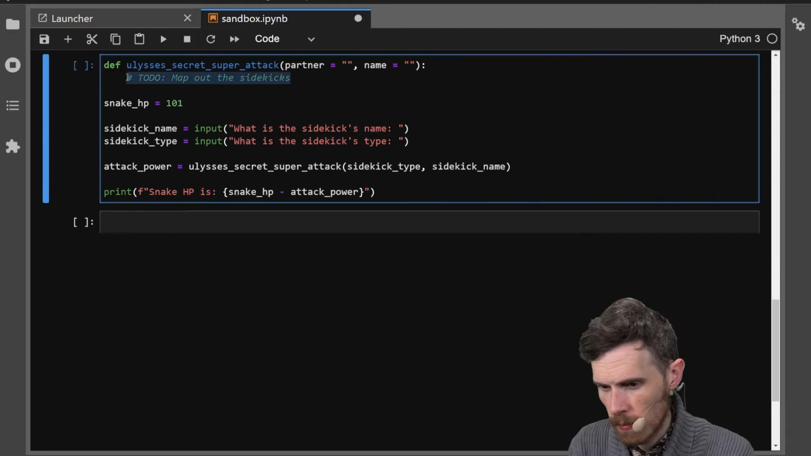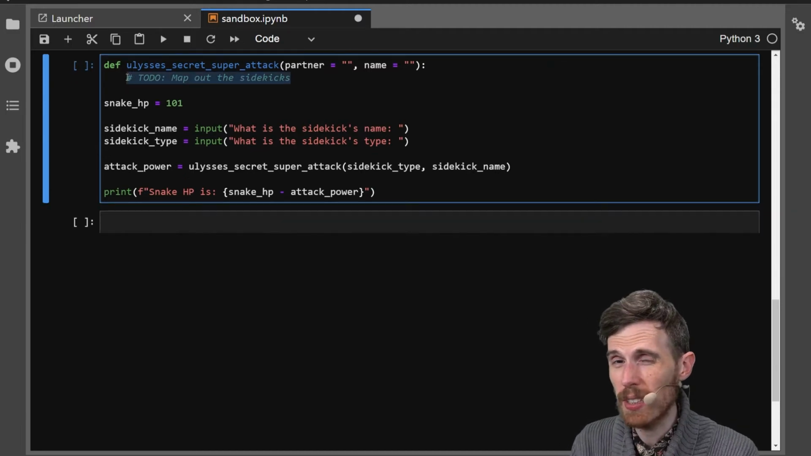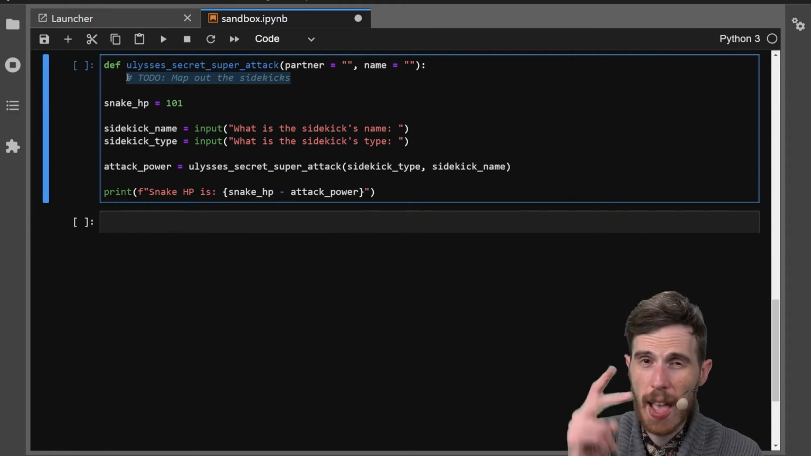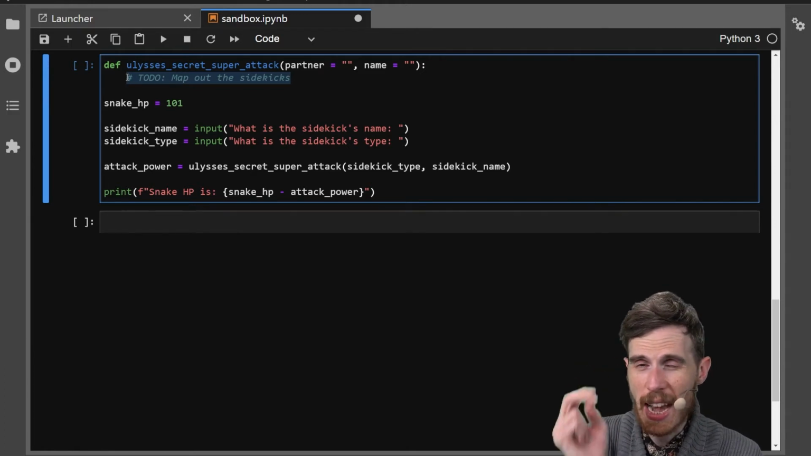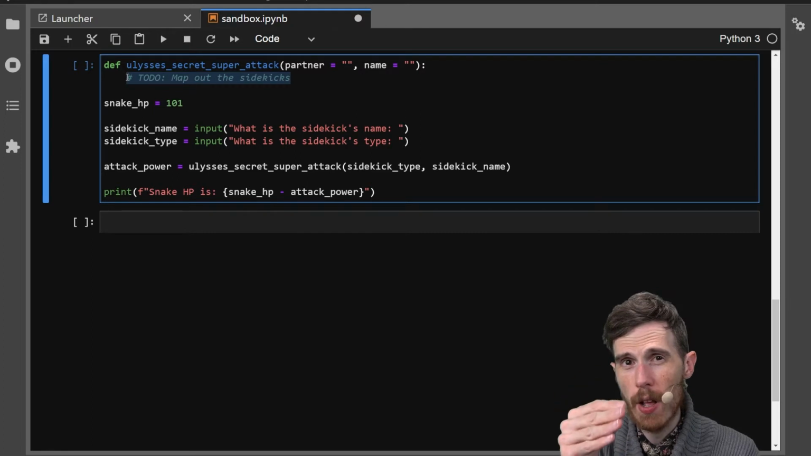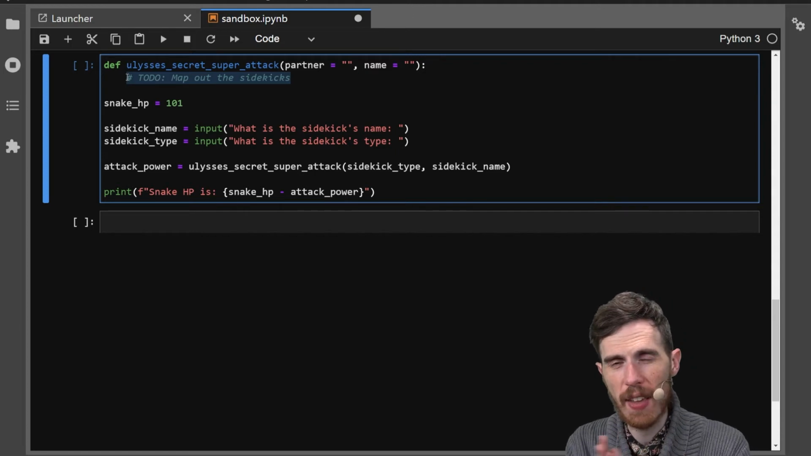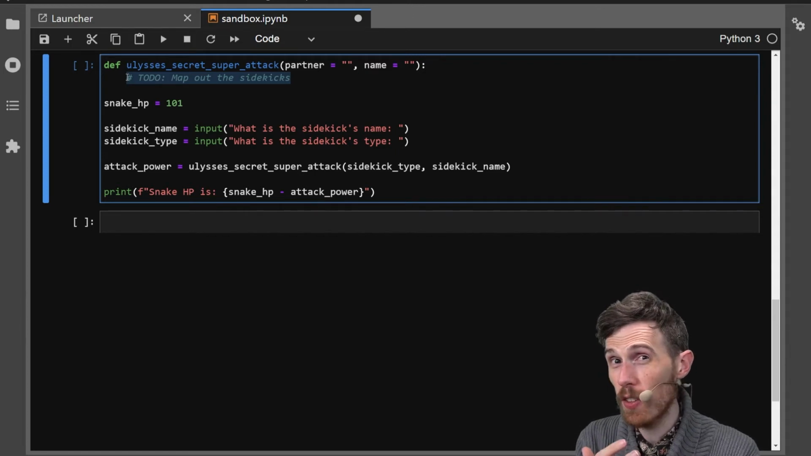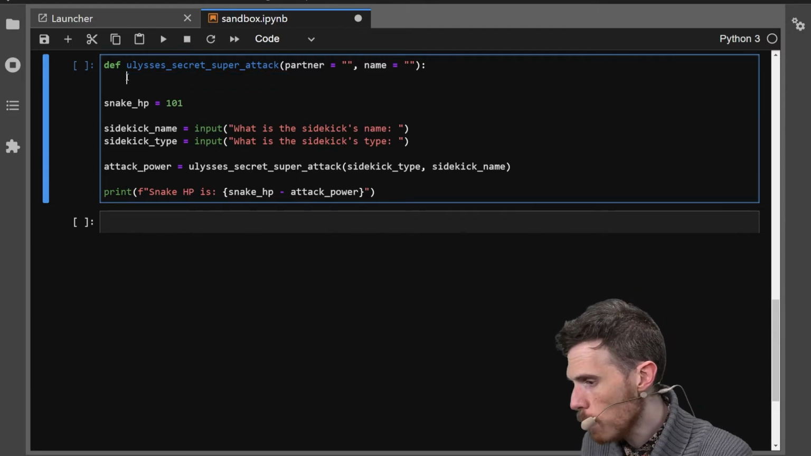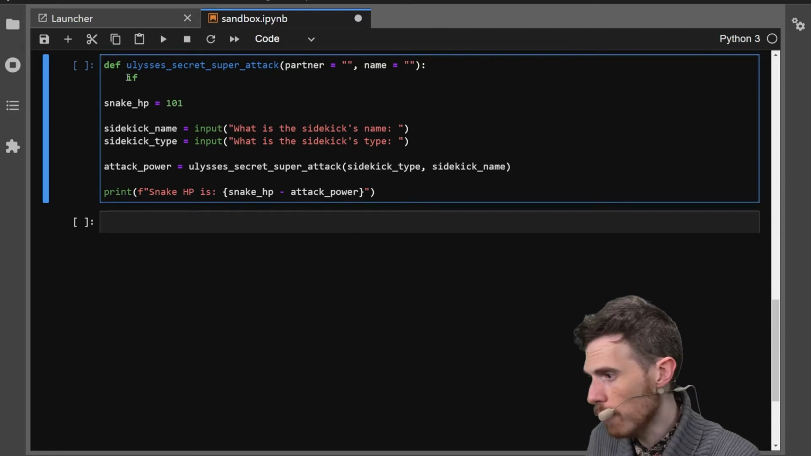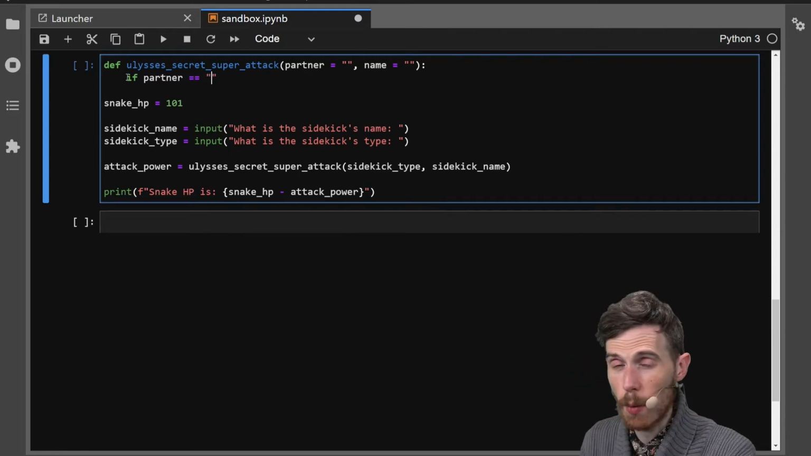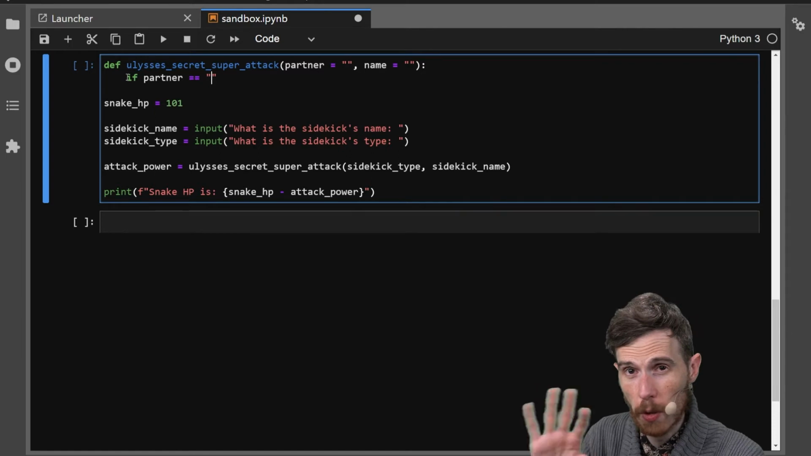To the code. For Ulysses' secret super attack, we have two parameters. We have a partner type called partner and a name called name. Now remember, the most specific case that we want to look at is whether Captain Capybara shows up. Now, when we're doing multiple conditions where we have ands and ors, we want to do the most specific one first, and the most specific one is if it is in fact a partner capybara and name Captain. So we could put that in our if statement by saying if partner double equals, again, we're doing the comparison of the strings. These are both strings.